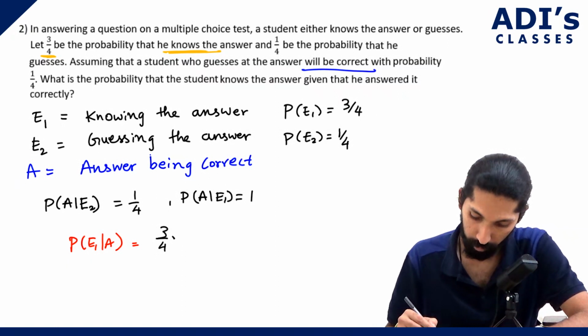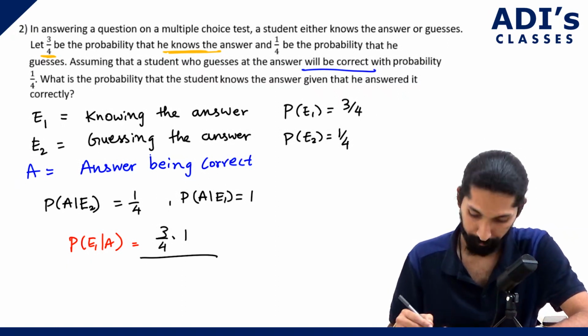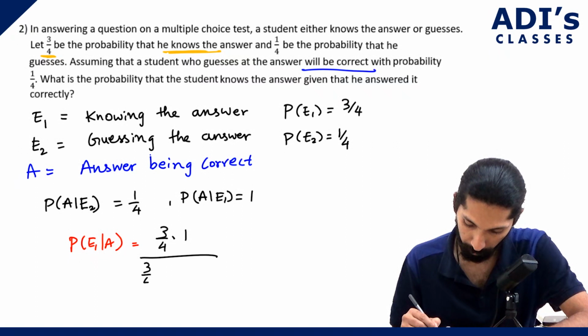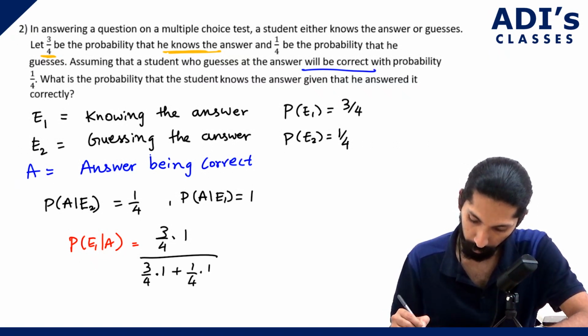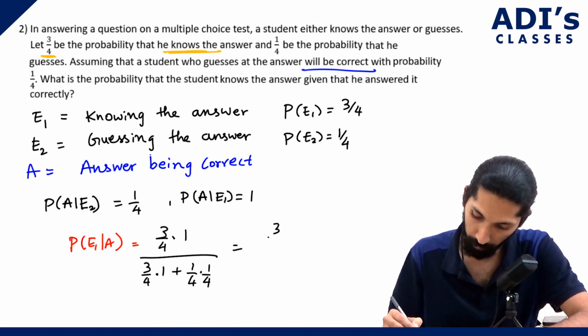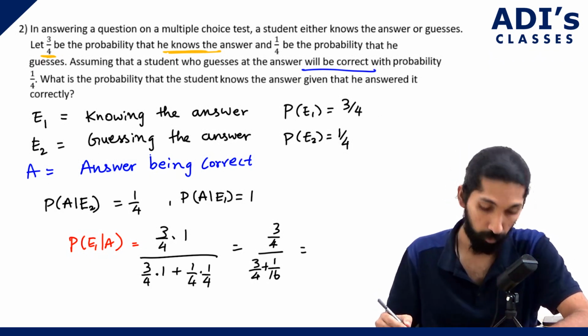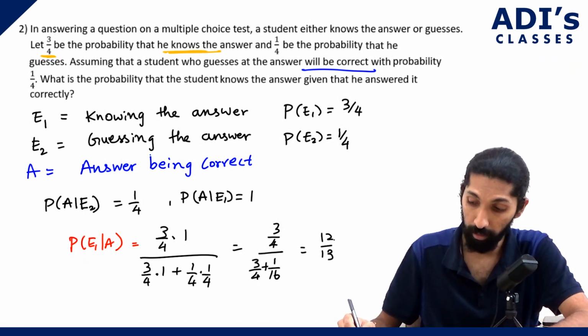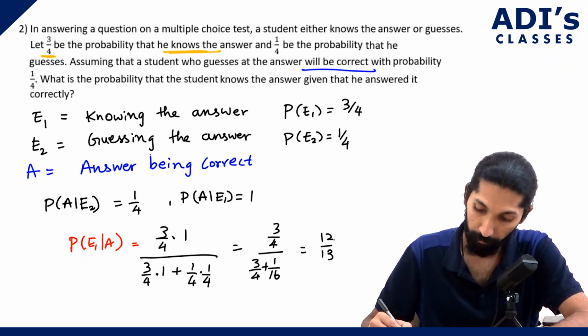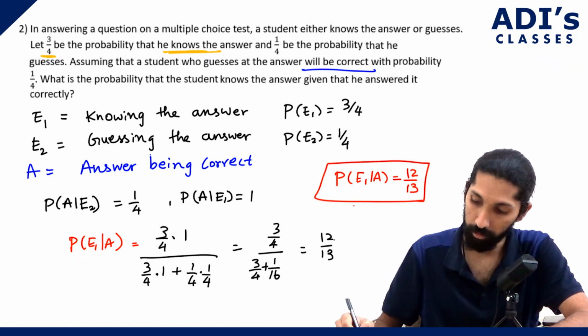So P of A given E1, which is 1, divided by 3 by 4 into 1 plus 1 by 4 into 1 by 4. So 3 by 4 plus 1 by 16, correct? Which is going to become 12 by 13. So the final answer is P of E1 given A is equal to 12 by 13. So this is the answer.